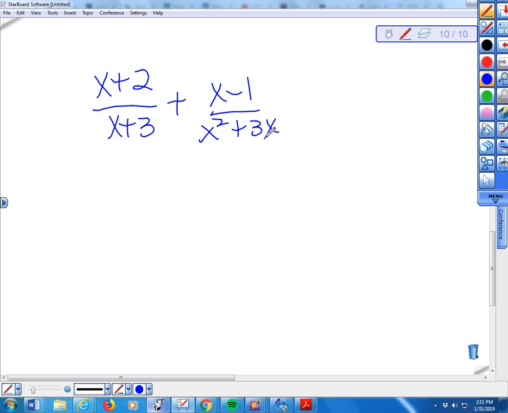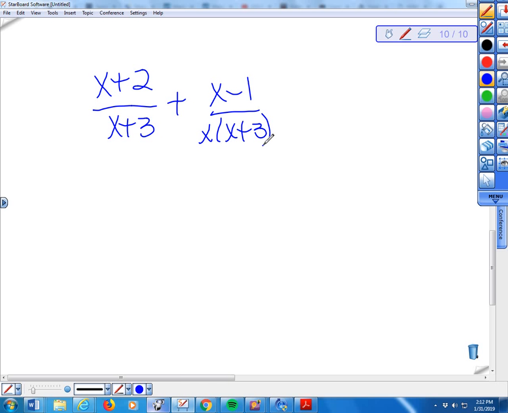Okay, these are not the same. Everybody agree? I need to factor this first before I even start evaluating. So when I factor this, it becomes that, right? So now when I look at my two denominators, what is my common denominator?